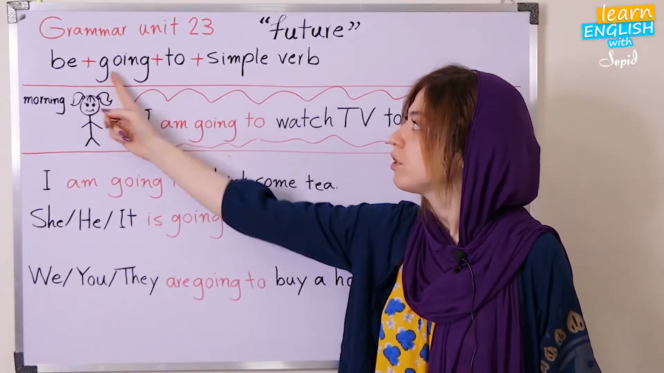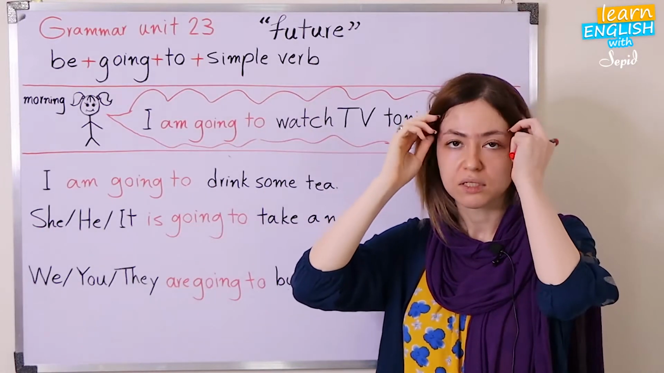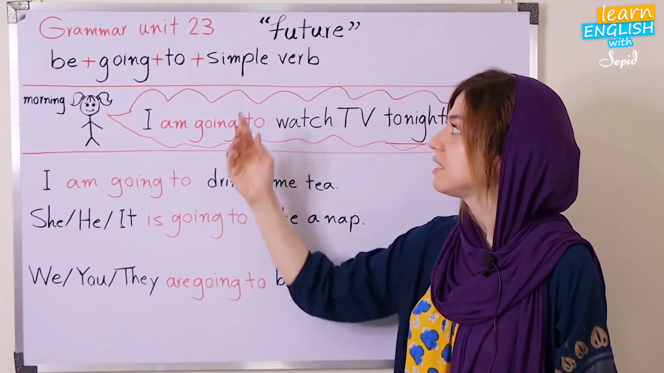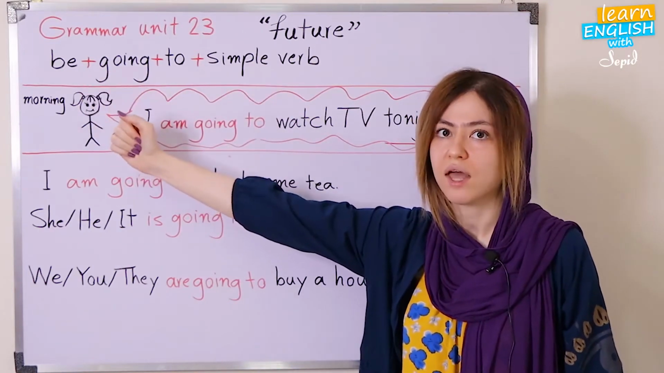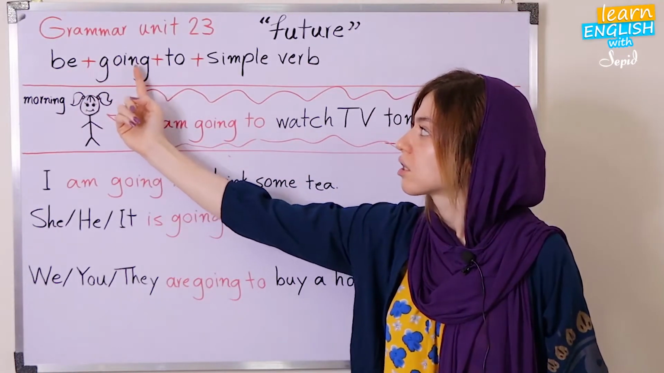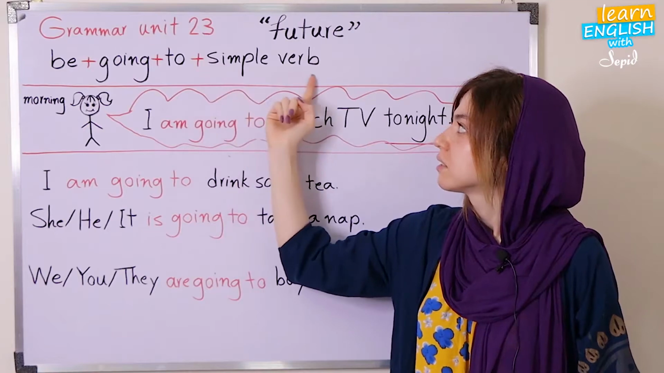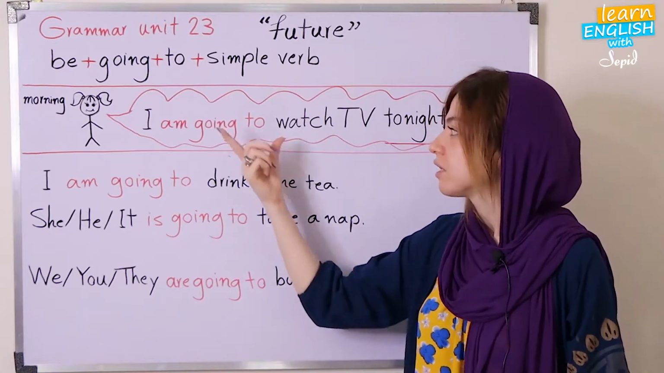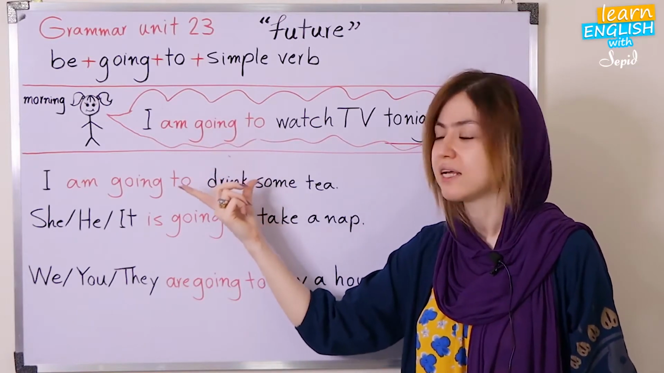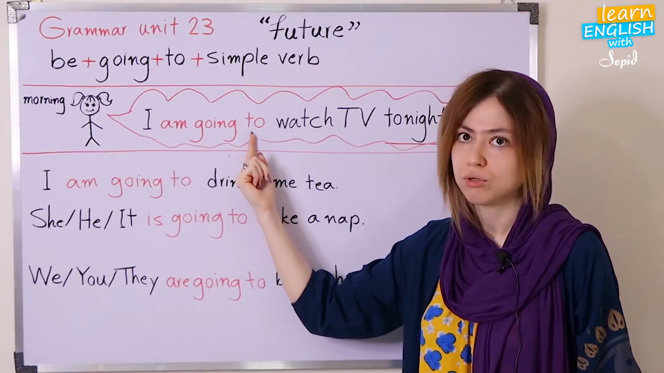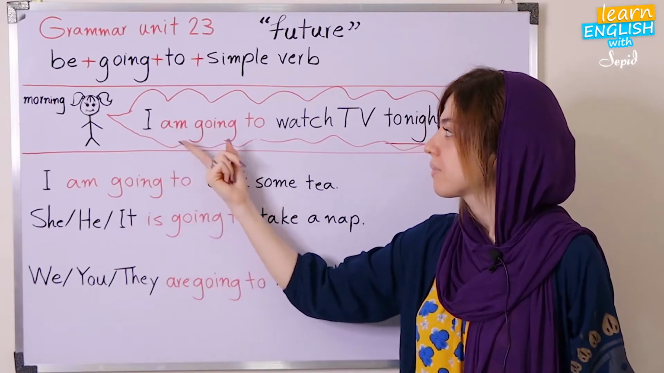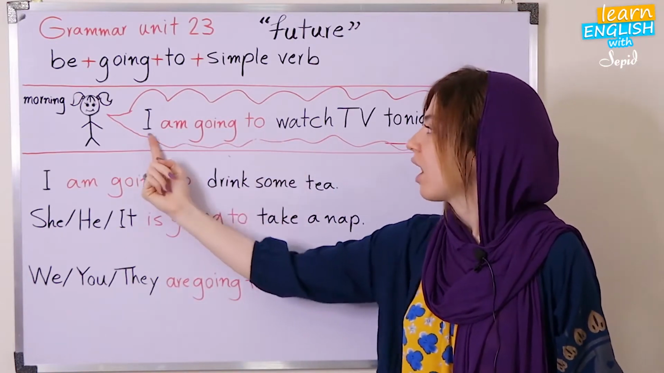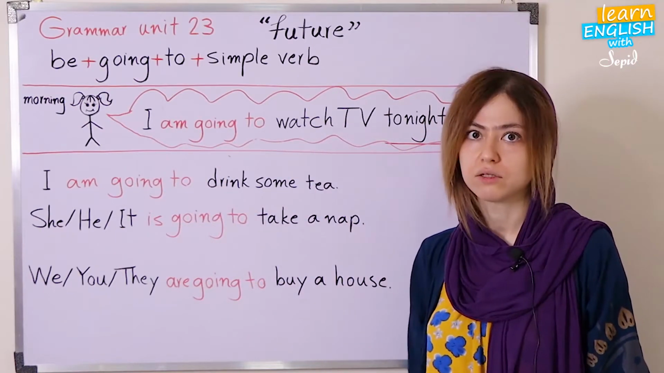So we use the formula above in order to talk about the plans that we are sure we're going to do in the future, and these are our intentions for the future. Be plus going plus to plus the simple verb. And there is another pronunciation for that. There's a pronunciation rule for informal English. Remember, I am going to. You can say, I am gonna, or, I'm gonna. So, I'm gonna watch TV tonight, like this.